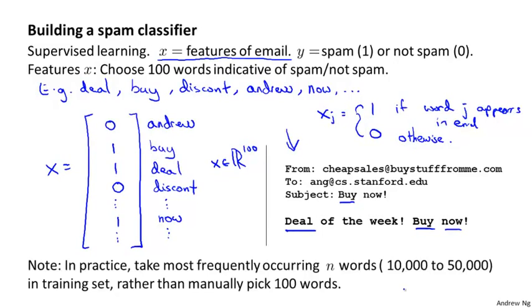By the way, even though I described this process as manually picking 100 words, in practice what's most commonly done is to look through a training set and pick the most frequently occurring N words, where N is usually between 10,000 and 50,000, and use those as your features. So rather than manually picking 100 words, you look through the training examples and pick the most frequently occurring words, like 10,000 to 50,000 words, and those form the features that you're going to use to represent your email for spam classification.